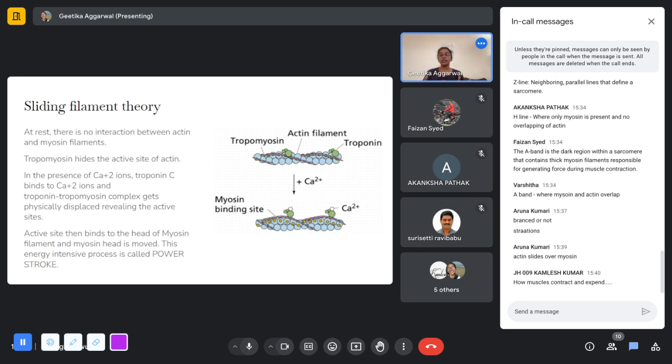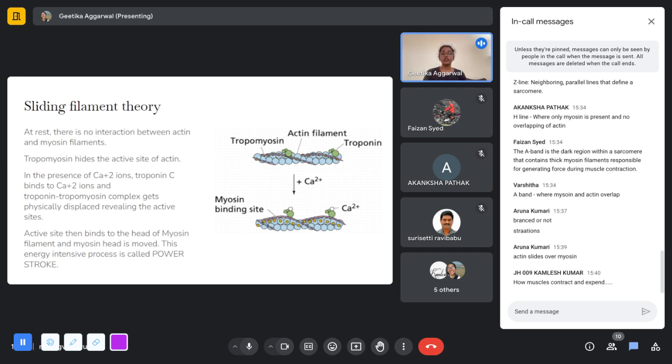So at rest, there is no interaction between the actin and the myosin filaments. Both these filaments do not interact with each other. The tropomyosin hides the active site of the actin. So the tropomyosin keeps the active site hidden, which is basically the G actin as we discussed before. The active site stays hidden when there is no interaction, when the muscle is at rest.